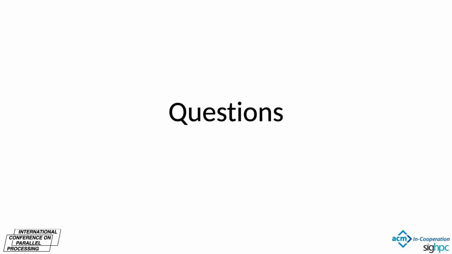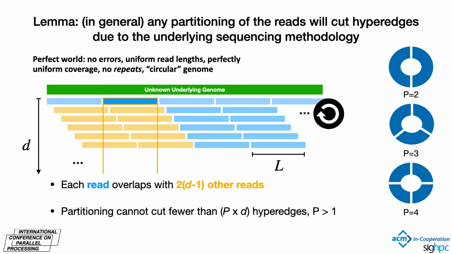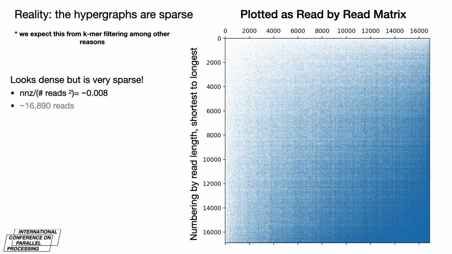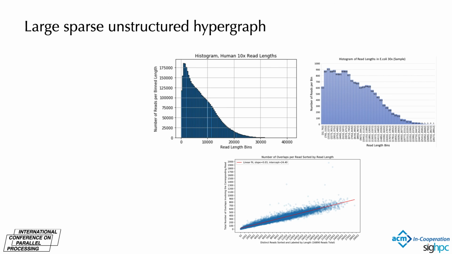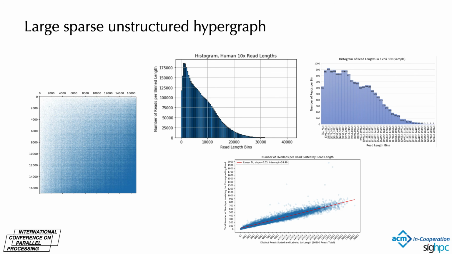And now I will take any questions, and if there is enough interest, I have an appendix, which includes a cute little limit on the limitations to partitioning the genomics problem, and a closer look at some of the datasets generated with Dubella and plotted with some simple Python.